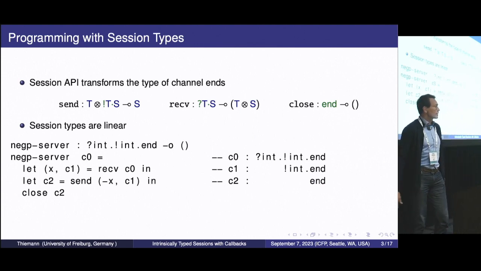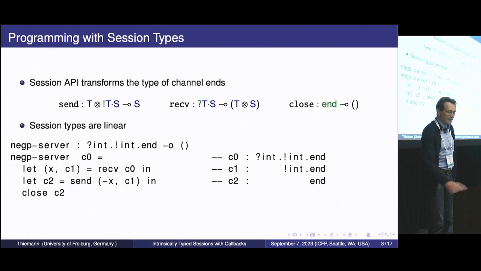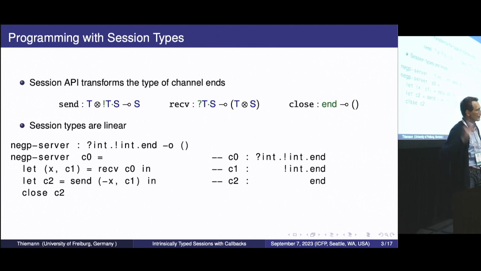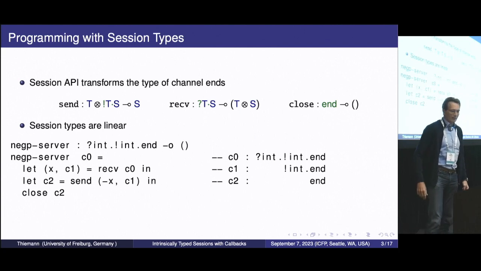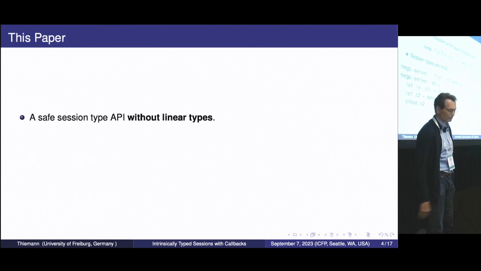And it's crucial that session types are linear, because otherwise, if I were able to use the C0 value several times, then I would just break the protocol. After I've done the first receive, I have to send something on the channel, and I can't receive something again because the client would expect something different here.